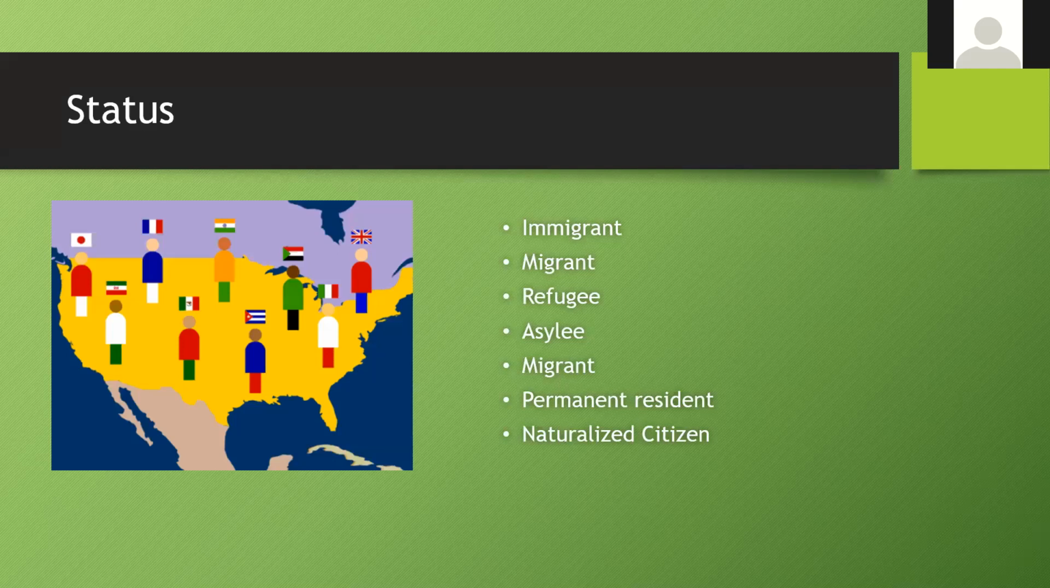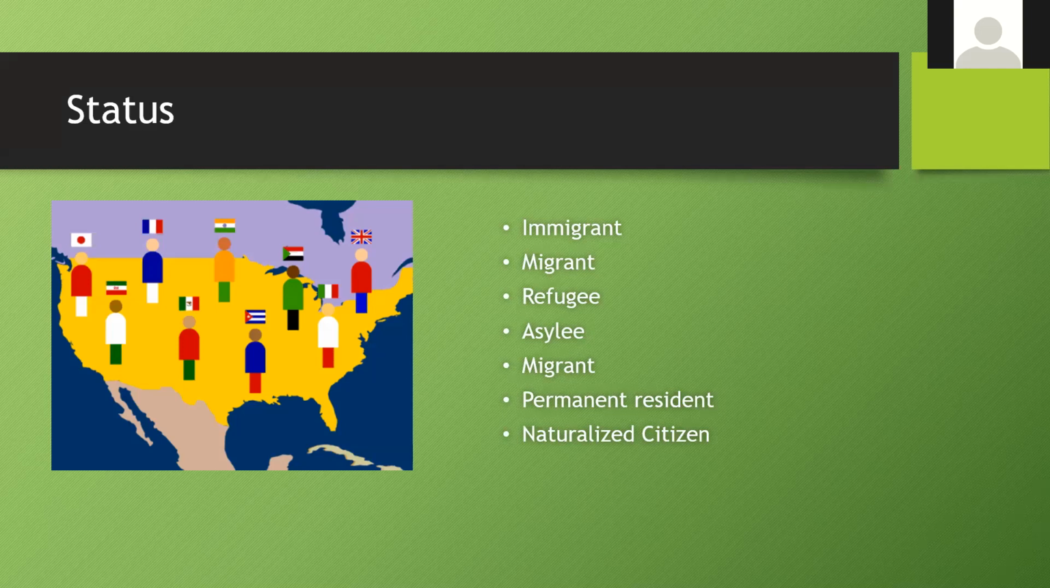A migrant is similar to an immigrant, but they don't necessarily have to move across international borders. And they usually are seeking economic opportunities.